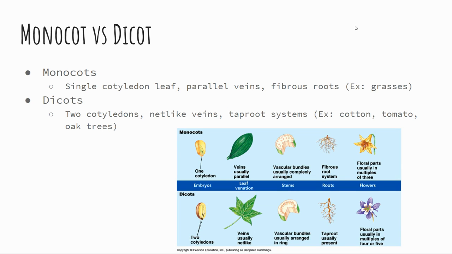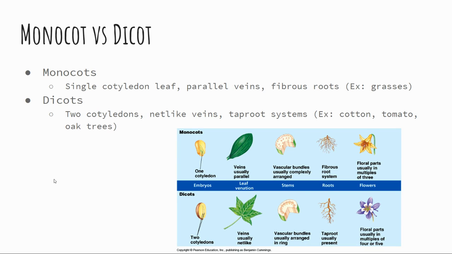All right, monocot versus dicot. Okay, so monocot is a single cotyledon leaf, parallel veins, fibrous root systems. Okay, so your monocot plants are typically a lot less complex, like grasses. Okay, we'll talk about cotyledons more at a later date.